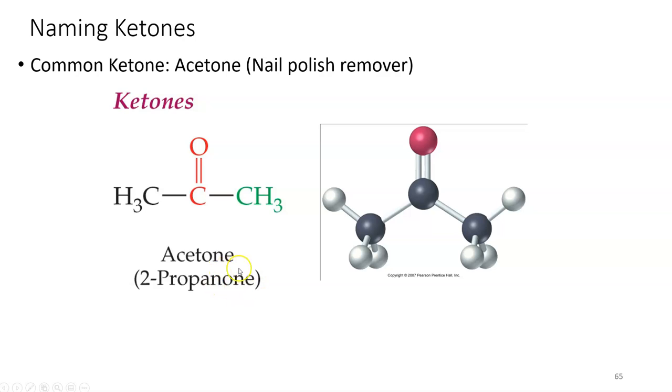And then the suffix is going to be the O-N-E ending, propanone. And the number tells us where that carbonyl group is. So 2-propanone is the IUPAC name, and acetone is the common name. This is an example of acetone, a common nail polish remover.